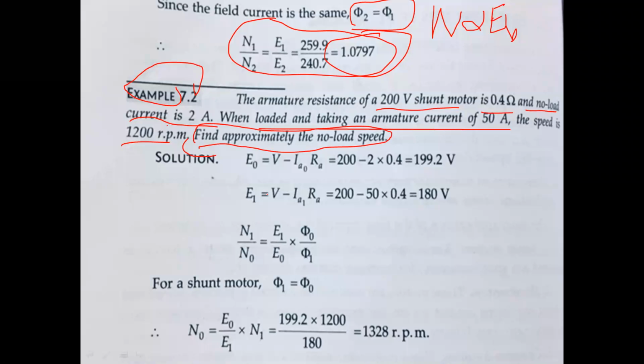Case 1 is at no load. It is a shunt motor, and for a motor back EMF equals V minus IaRa. No load is represented with a subscript naught, so E naught equals V minus no load current times R. The terminal voltage is 200 volts, so 200 minus no load current 2 amperes times the resistance gives the no load back EMF. So the first case is no load.